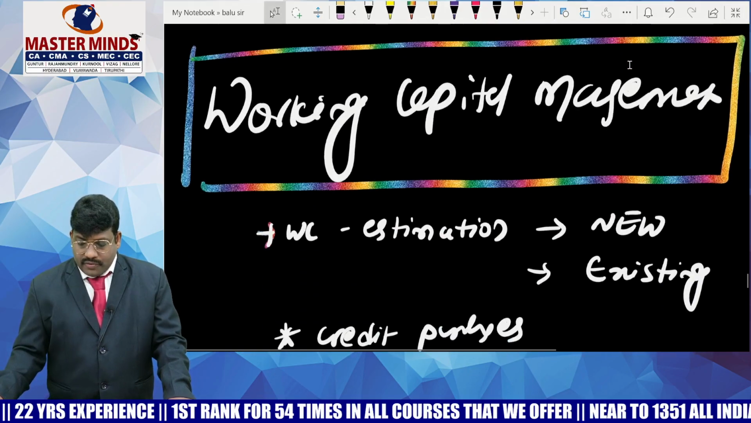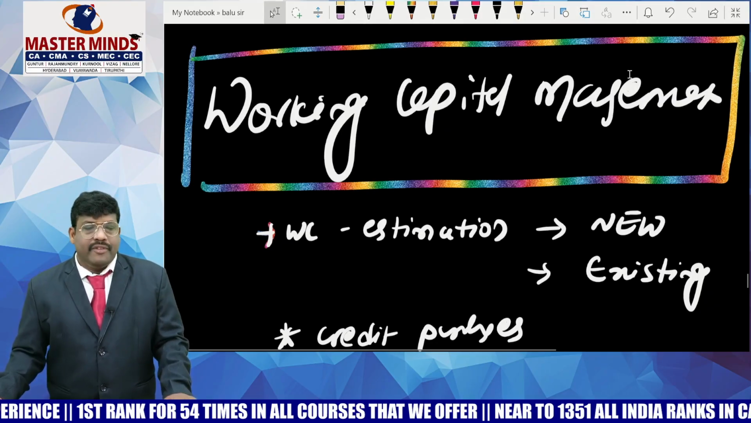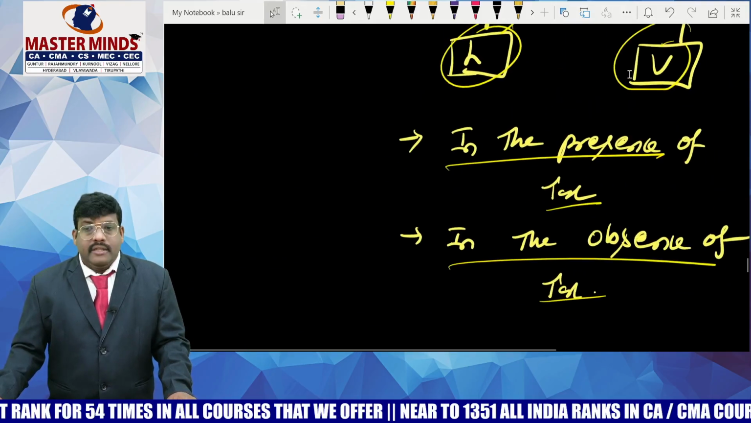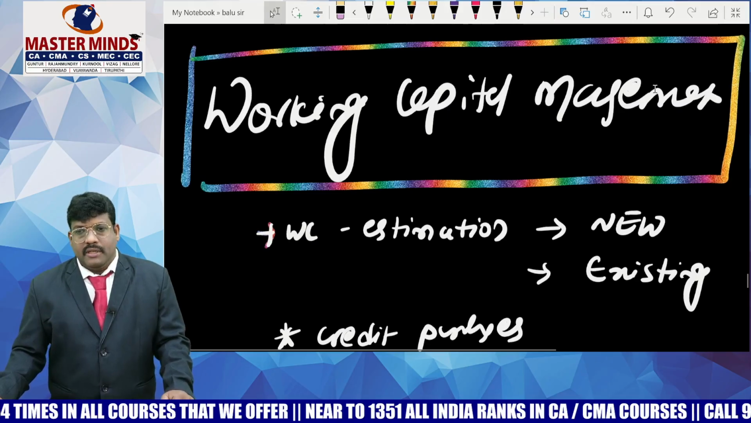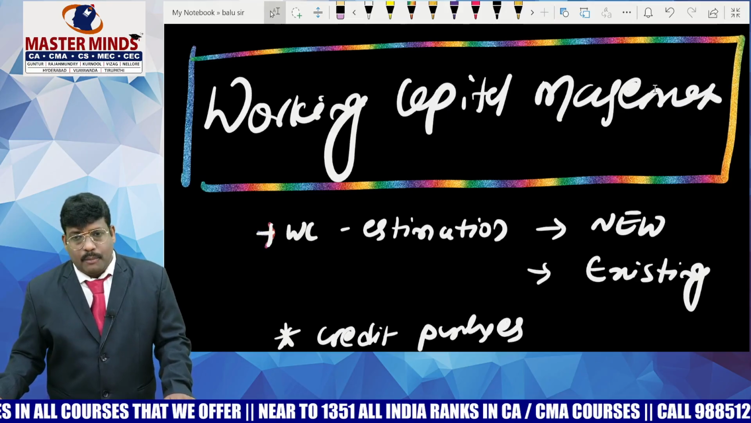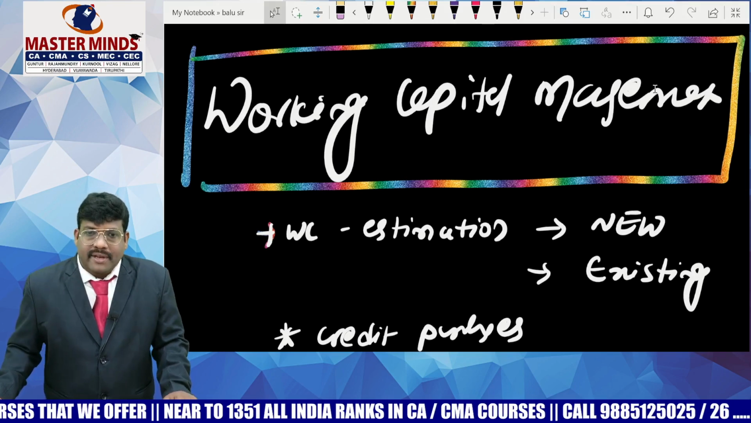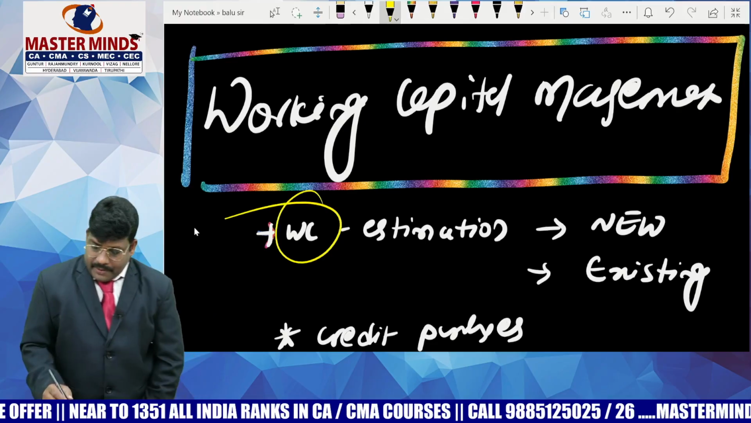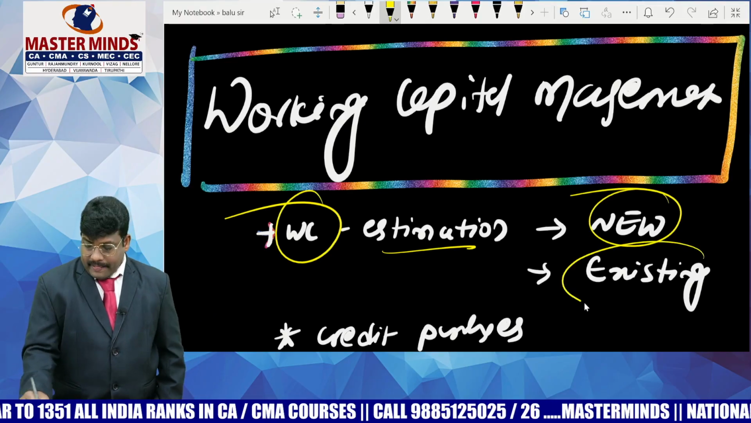Then coming to working capital management, a superb chapter. The next one is working capital management, a very important chapter, but it consists of several models, so you concentrate on a few models, right? Because the time is very, very limited. In such a case, first concentrate on working capital estimation for a newly formed company and an existing company.